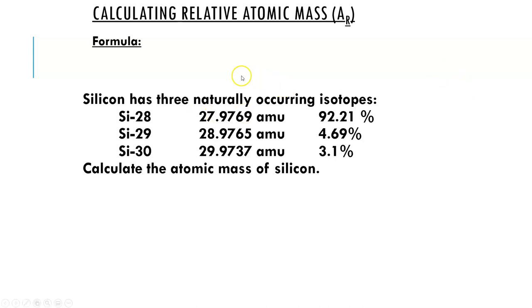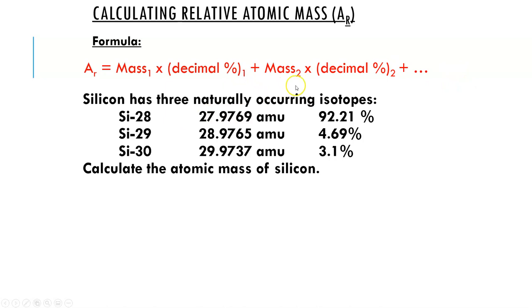So the formula we use to actually calculate that mass looks like this. Recall that A sub R is the symbol for relative atomic mass, and the formula is the mass of the first isotope times its percentage in decimal form plus the mass of the second isotope times its decimal percentage plus dot dot dot. The plus dot dot dot is because this formula will change depending on how many isotopes you have. So all we're going to do here is use these data to calculate the atomic mass of silicon.